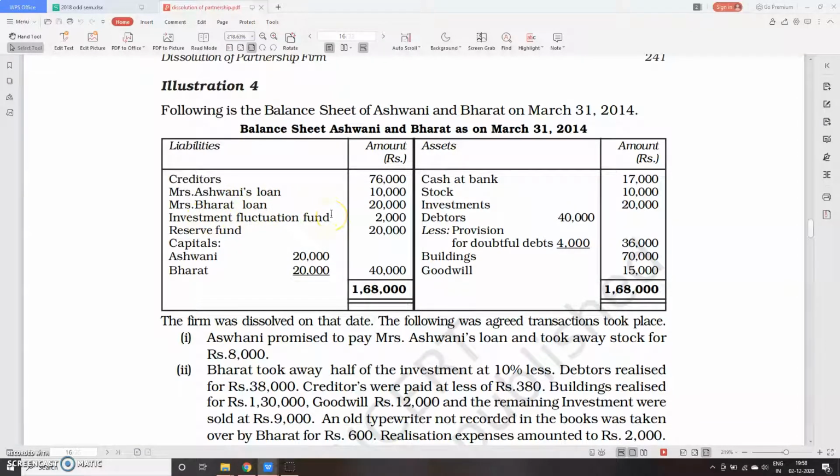Creditors, Mrs. Ashwani's loan, Mrs. Bharat's loan and investment fluctuation fund are all third-party liabilities, so they will all go to the realization account only, whereas reserve fund and capital account will go to the capital account. Cash at bank will go to cash account. Stock, investment and debtors at 40,000 will go to the realization account debit side, and provision for doubtful debt of 4,000 will go to the realization account credit side. Building and goodwill will go to the realization account as assets.